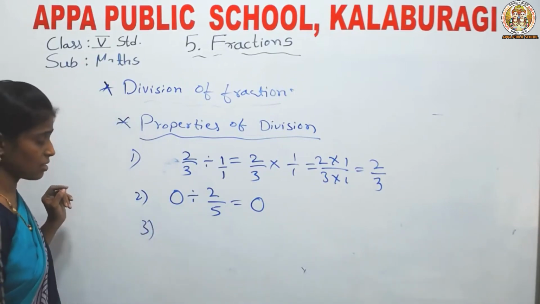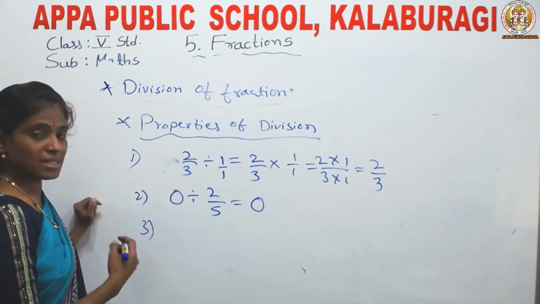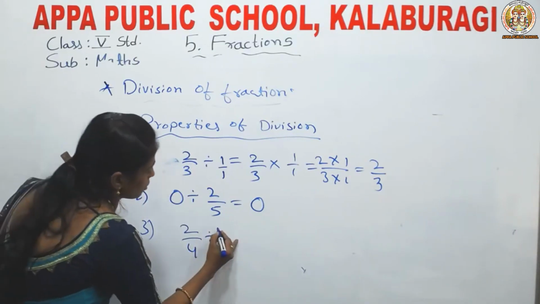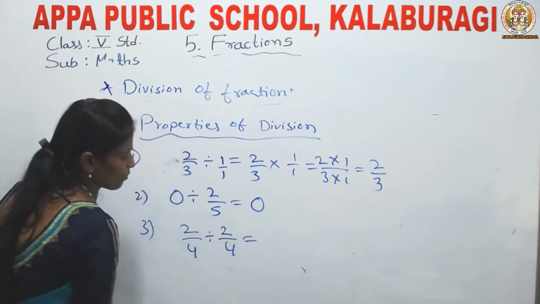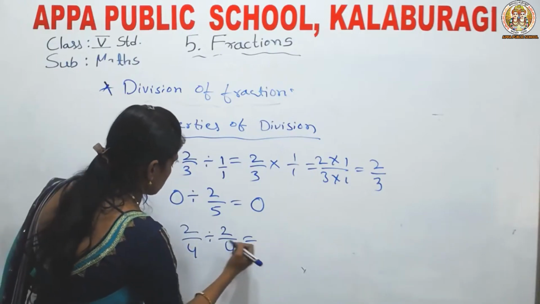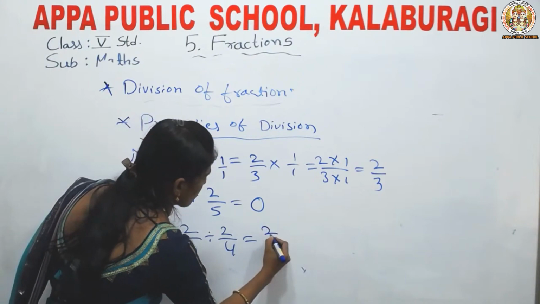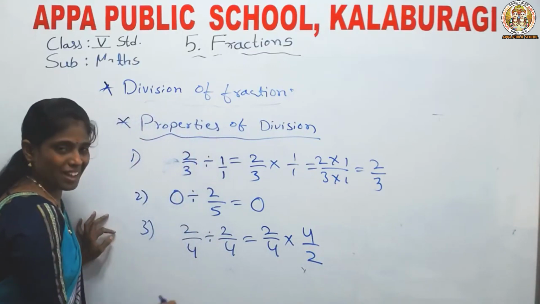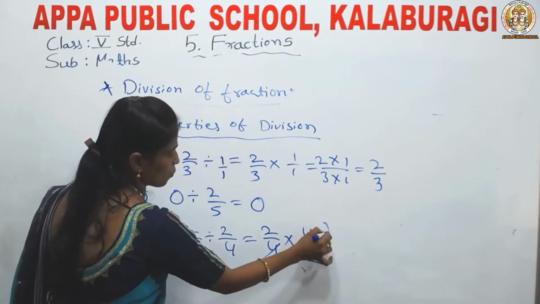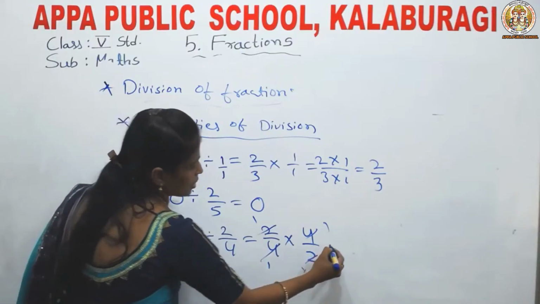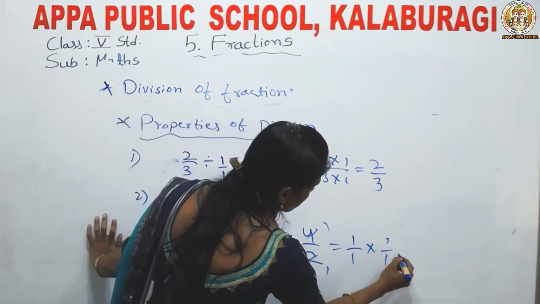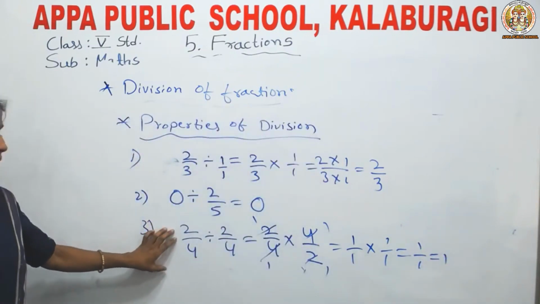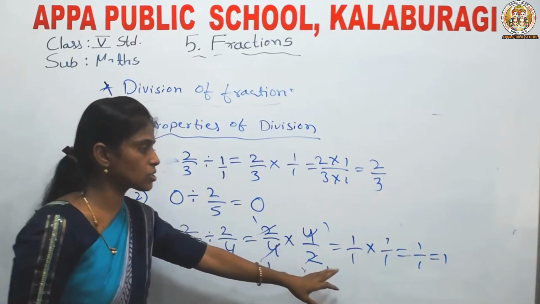Next, 3. When a fraction is divided by the same number, that is 2 by 4 divided by 2 by 4, the fraction itself, the same, gives one. That is 2 by 4, sign changing, that is 4 by 2. Now cancel: 4 ones are 4, and 2 ones are 2. Here also 1 divided by 1 will get 1. When a fraction is multiplied by or divided by itself, it gives 1.